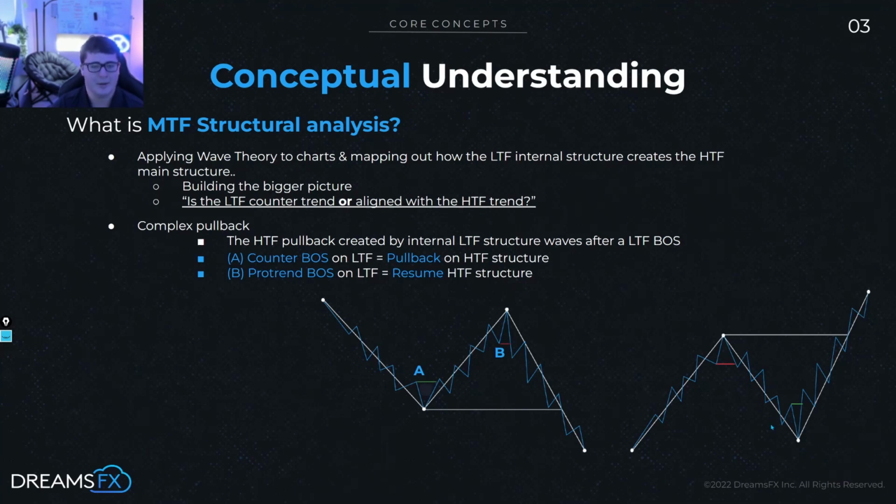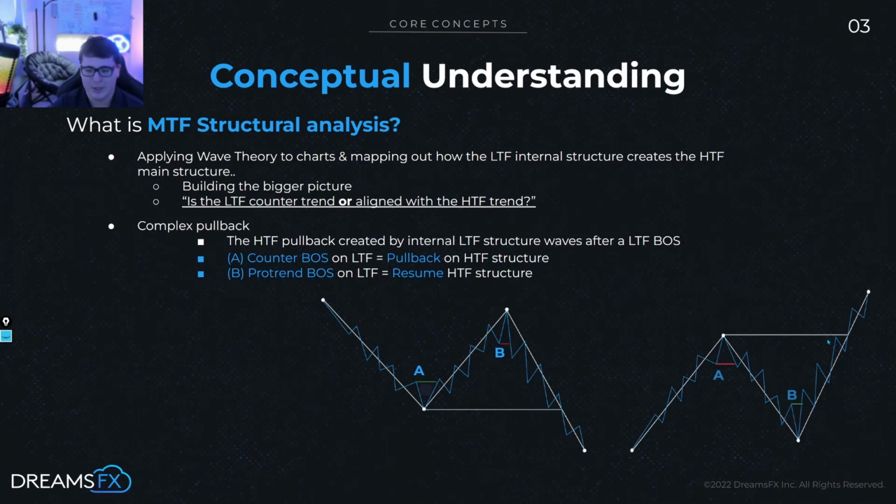That's the pullback. But when is the pullback over? The pullback is over when price breaks structure again internally, but this time to align with the pro trend. So as soon as our internal structure breaks and we see, all right, that lower high that made the lower low for the higher time frame pullback has now been broken, that tells us, hey, we're now ready to align back with the higher time frame. So we're looking to resume and make new higher time frame higher highs.